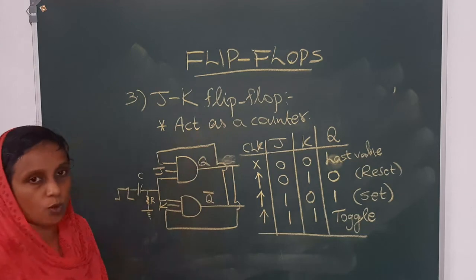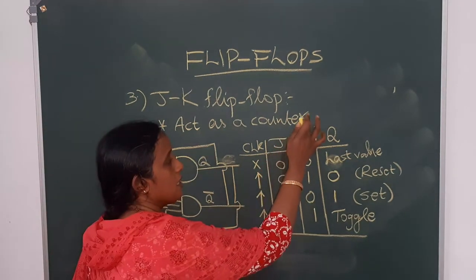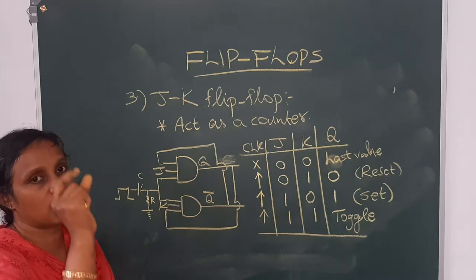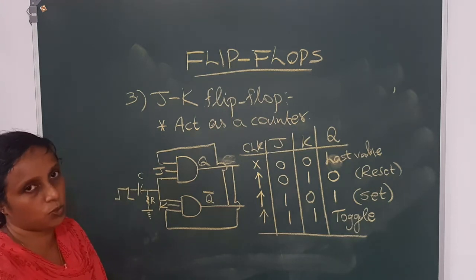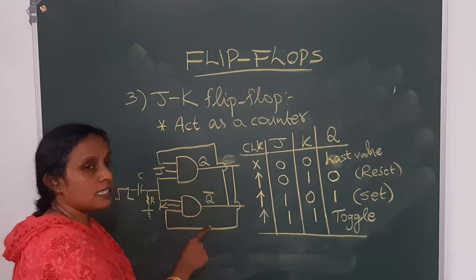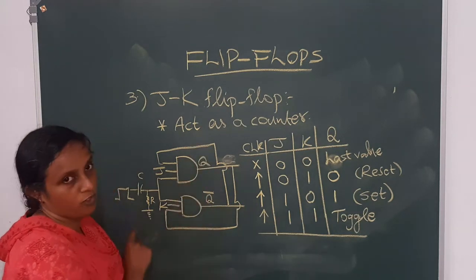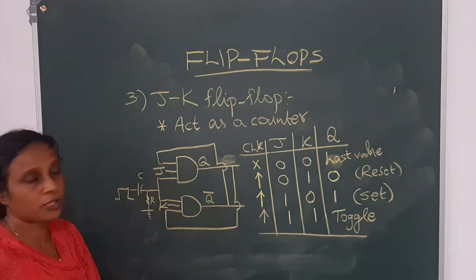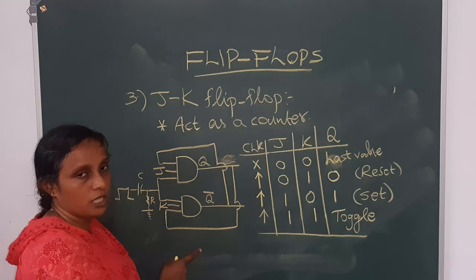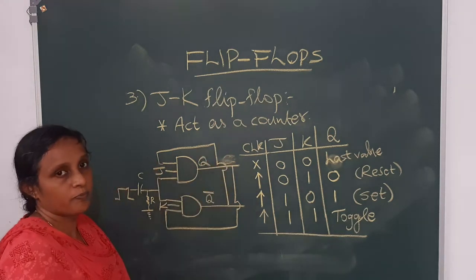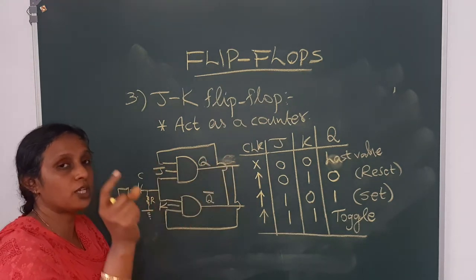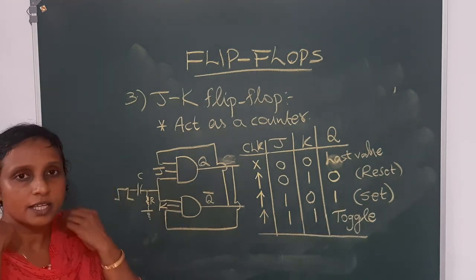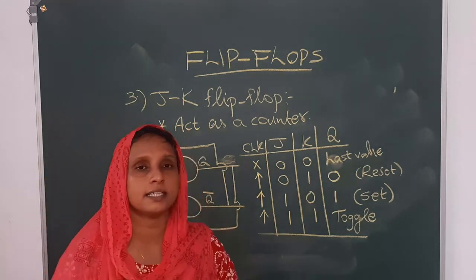This can act as a counter, because a counter counts the number of positive clocks or negative clocks that drive the circuit. In this case, we use AND gates to construct the JK flip-flop, so this is a positively driven gate. For this circuit, the counter counts the number of positive clocks that drive the circuit. So JK flip-flop can act as a counter.